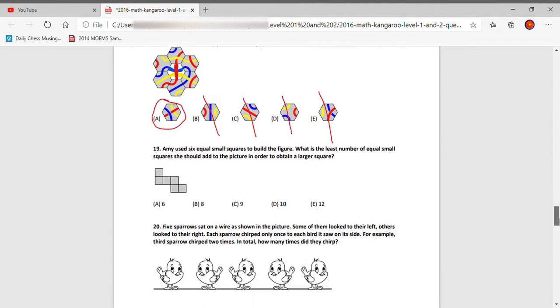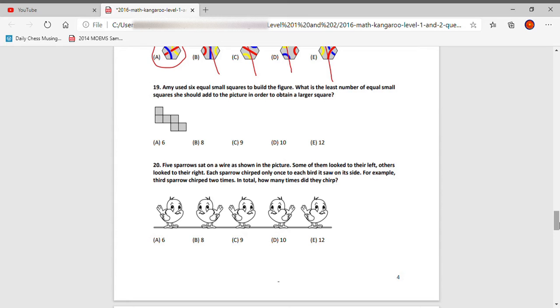On to number 19. Amy used 6 equal small squares to build the figure. What is the largest number of equal small squares she should add to the picture in order to obtain a larger square? So, let's fill it in up to here so far. So we have to attach it to the border like this. So it's not a square because it's a 3 by 4. And a square must have the same number in both areas.